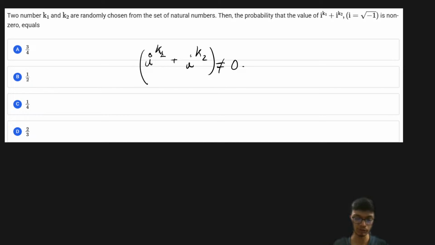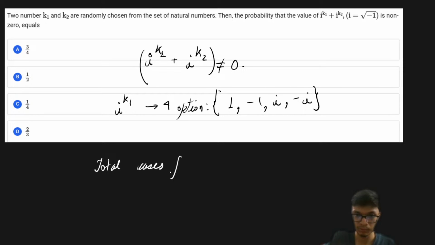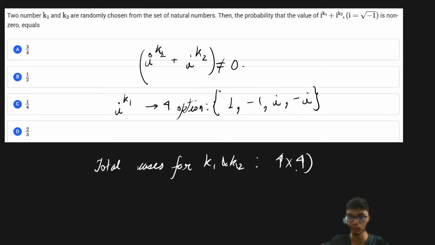If this value is not equal to 0, I actually have four cases for each of the corresponding iota to the power k1, because iota to the power anything will be one of four choices: either 1, minus 1, iota, or minus iota, right? So for the total number of cases for k1 and k2, there are four options for iota to the power k1 and four options for iota to the power k2. That is 4 into 4, which is 16 possible cases, right? But I have to count the number of cases for which it is non-zero.